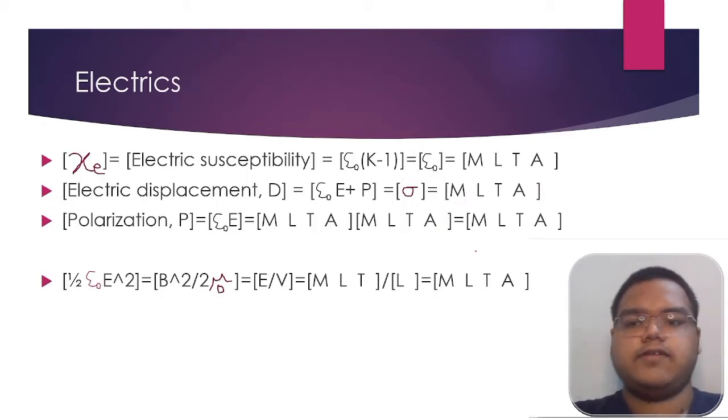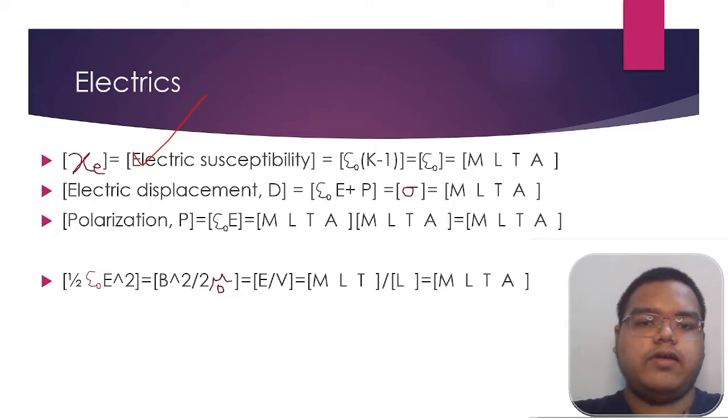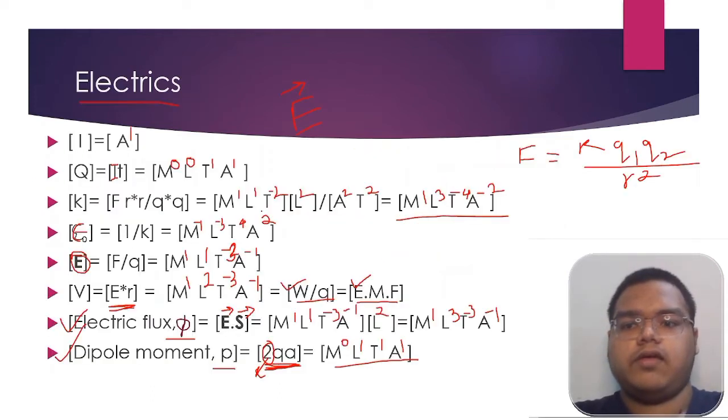Done. Next, chi e or electric susceptibility, which is equal to epsilon naught times k minus 1, which has the dimension of epsilon naught, or the permittivity of free space, which is equal to M to the power minus 1, L to the power minus 3, T to the power 4, and A square, which we have discussed over here, right?